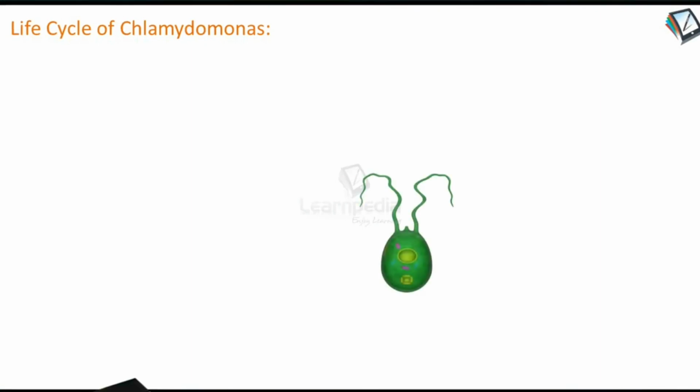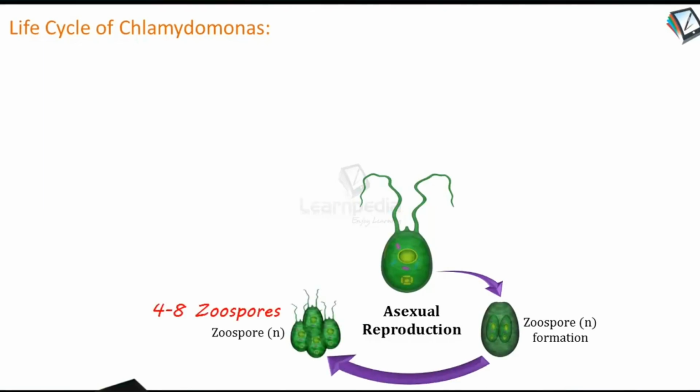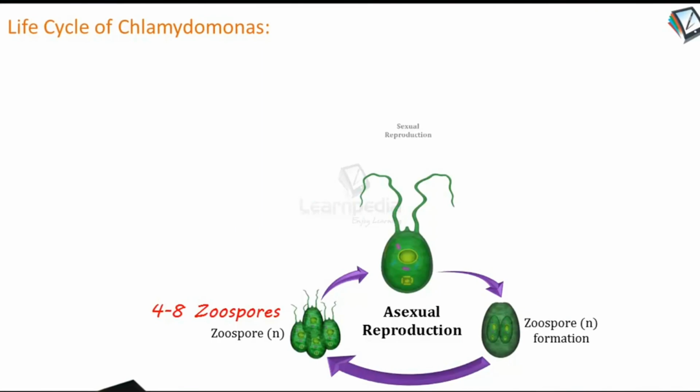Life cycle of Chlamydomonas. You see the animation here. Now let me explain the life cycle of Chlamydomonas. This Chlamydomonas has asexual reproduction. In this asexual reproduction, it produces zoospores. The protoplasm divides to produce 4 to 8 zoospores. And these zoospores are haploid. The Chlamydomonas plant itself is haploid. And each zoospore grows in size and becomes a Chlamydomonas plant. This is asexual reproduction.